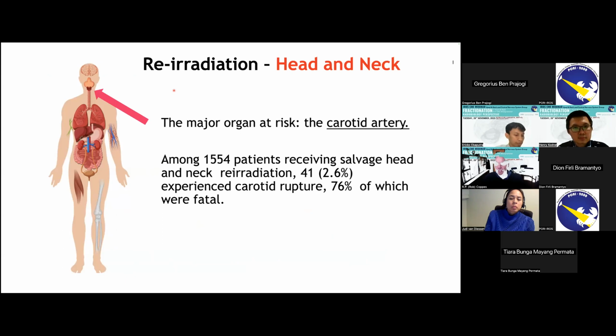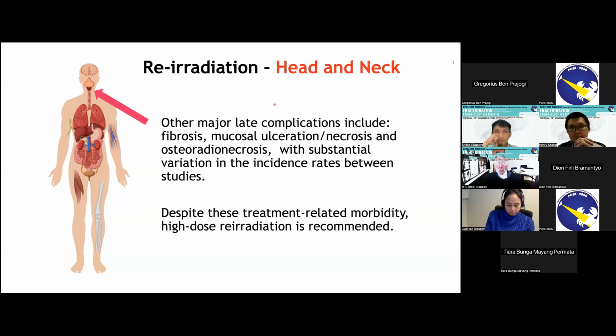Because I was asked to focus a little bit on head and neck irradiation: the radiation risk that you run if you irradiate the head and neck area, the one thing is the carotid artery. In some studies where they compiled a lot of patients together, in 1,550 patients receiving salvage head and neck irradiation, 41 patients actually had a blown carotid, which is 76% fatal. So this is something that you need to take into account, right? That's a very late responding organ, so that is difficult in re-irradiation.